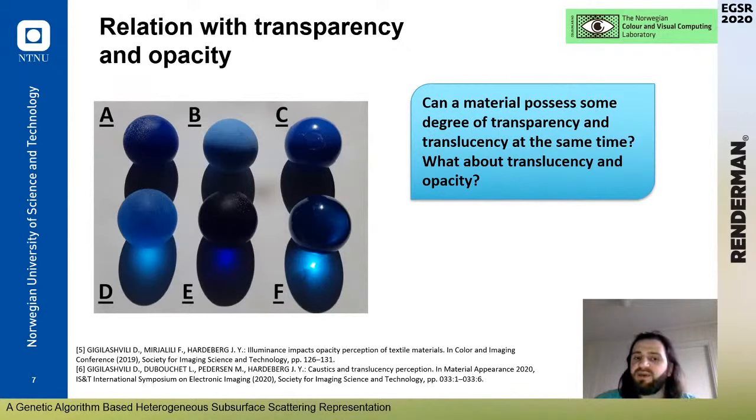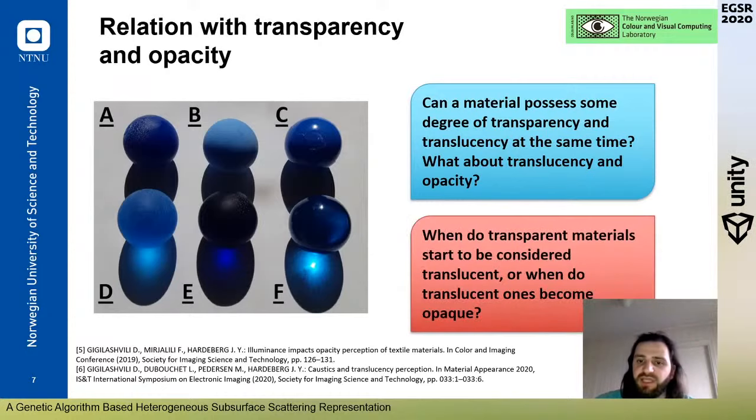So then the question is, can a material possess some degree of transparency and translucency at the same time? Can it be transparent and translucent, or can it be translucent and opaque to some extent, or are those concepts mutually exclusive? And in any case, when do transparent materials start to be considered translucent? So when we tune the material properties, when do they become considered translucent, and when do translucent objects become opaque? Is there any clear threshold?